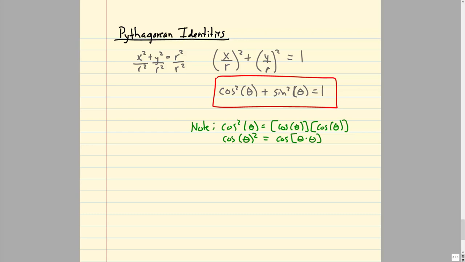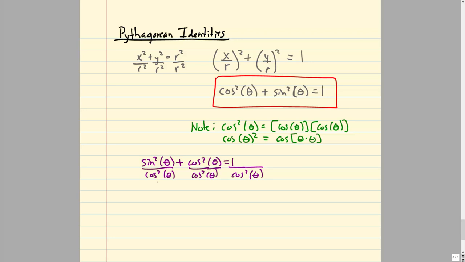Okay, so now let's go ahead and take this cosine squared plus sine squared, and I like to write it sine squared plus cosine squared. Order doesn't matter when you're adding. Equals 1. So for this particular case, let's go ahead and divide through by cosine squared of theta. And this will come up with our other Pythagorean identity.